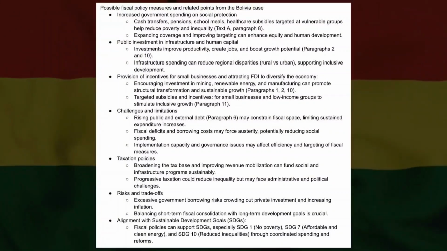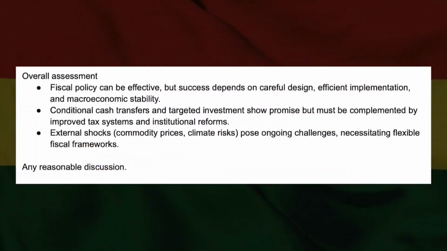Fiscal policies can support SDGs, especially SDG 1, no poverty, SDG 7, affordable and clean energy, and SDG 10, reduced inequalities, through coordinated spending and reforms. Overall assessment: fiscal policy can be effective, but success depends on careful design, efficient implementation, and macroeconomic stability. Conditional cash transfers and targeted investment show promise, but must be complemented by improved tax systems and institutional reforms. External shocks, commodity prices, climate risks, pose ongoing challenges, necessitating flexible fiscal frameworks.